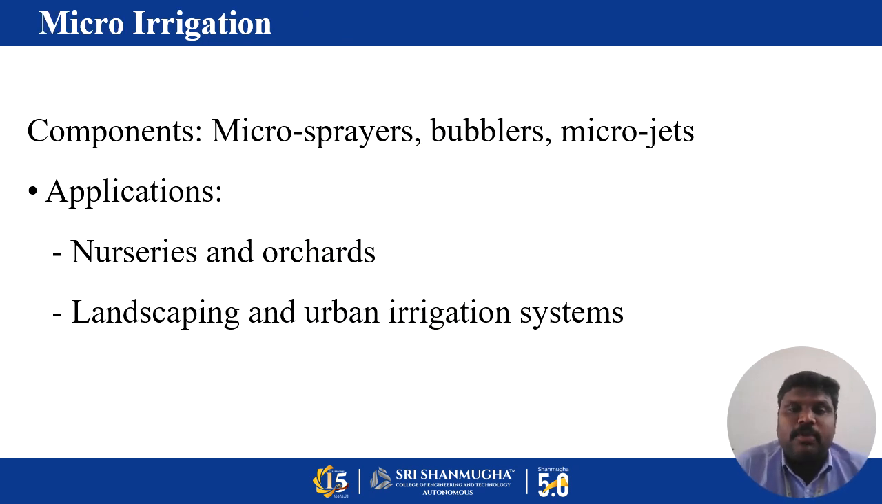In the case of micro irrigation, it is now a booming technology: micro sprayers, bubblers, micro jets. It is used for irrigation systems especially in landscaping and urban yards, and also for greens now, and still in nurseries and orchards. And this micro sprayer has a minimum height of about 5 feet, so it can be used for low height crops and vegetables.